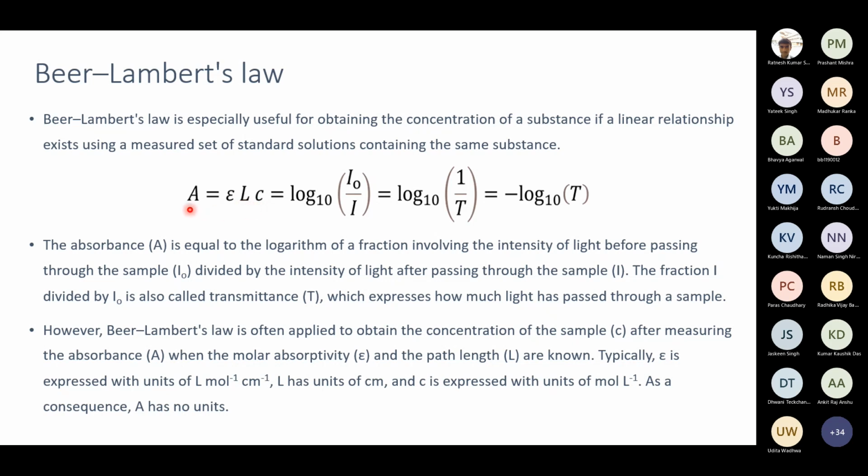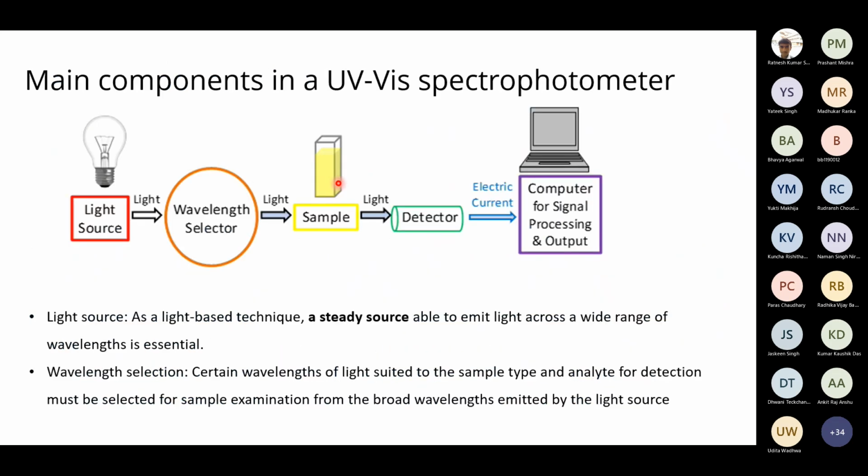And why absorbance doesn't have a unit, I will explain later. As we can see here, absorbance is defined as the log 10 of I naught upon I. I naught represents the incident light, the light that is emitted onto the cuvette. This is I naught, the incident light. And I is the transmitted light, the light that gets transmitted after passing through the cuvette solution.